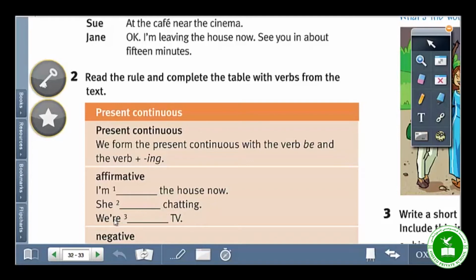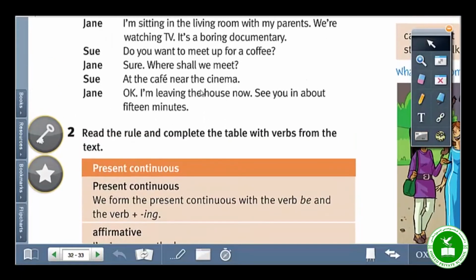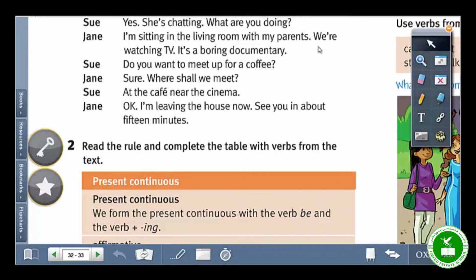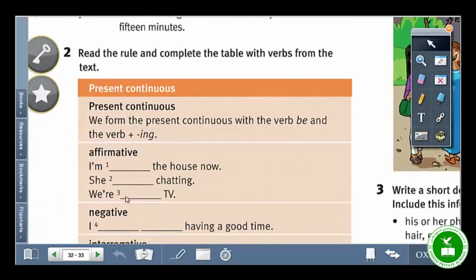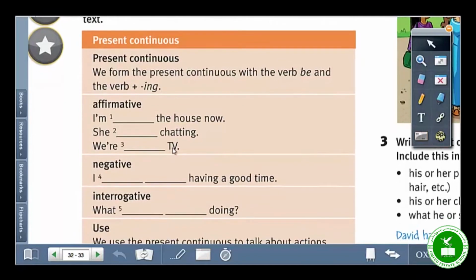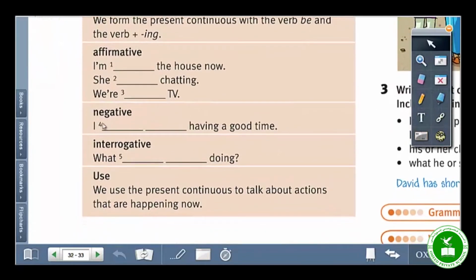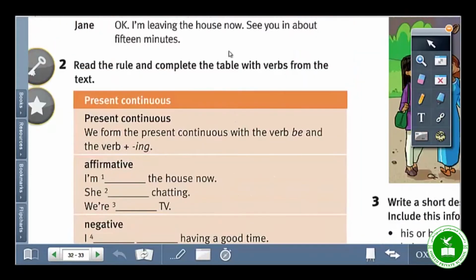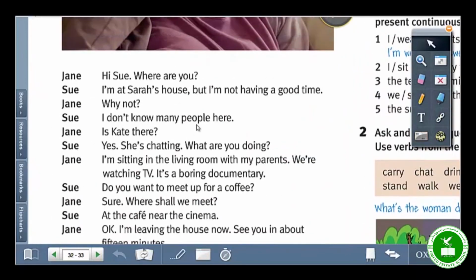Number 3, we're, okay, look at this. We're what? We're watching TV. Very nice. Okay, we're watching TV. Okay, let's make some negative sentences. I having a good time. Okay, let's find this sentence. I having a good time.